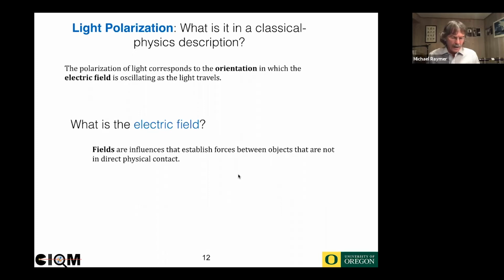Nowadays, we understand that in terms of a gravitational field. The earth creates a gravitational field that extends to all of space, and the apple feels that field as an attractive force. Of course, the apple also creates a gravitational field, but it's a much weaker one. Earth doesn't feel it so much.